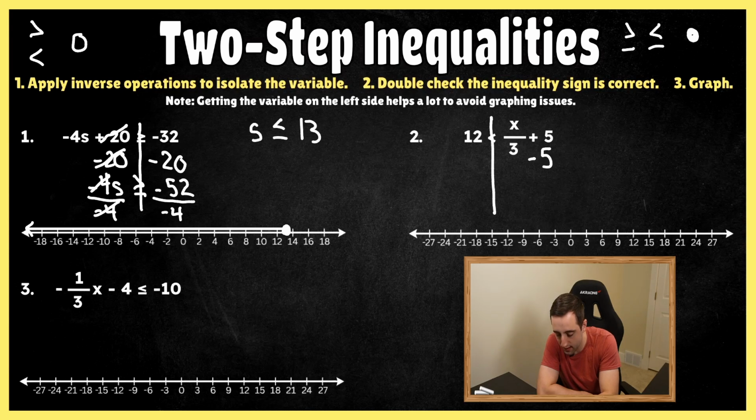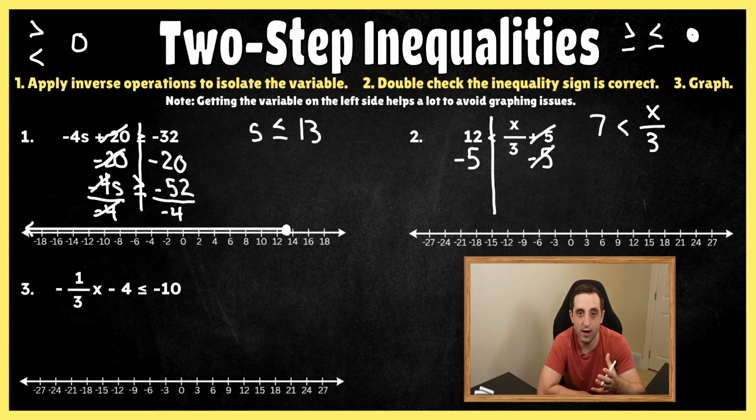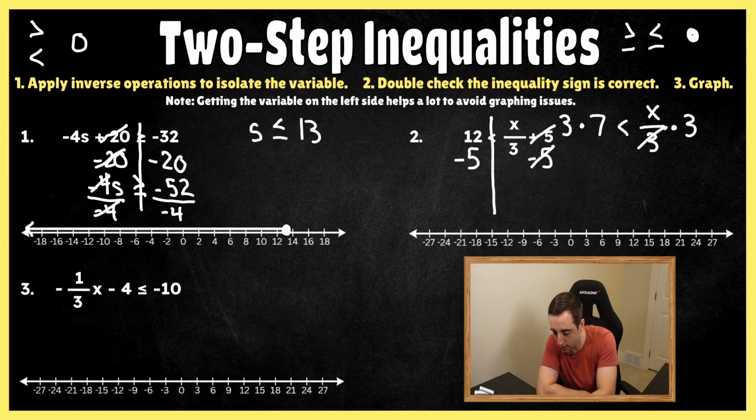So minus 5, minus 5, 5 minus 5, those are inverses. So those are going to cancel. 12 minus 5 is 7. So it's going to be 7 is less than x divided by 3. And then, to get rid of dividing by 3, let's go ahead and multiply both sides by 3 to cancel out that division. So times 3 times 3, these 3's are going to cancel. We're left with 21 is less than x.